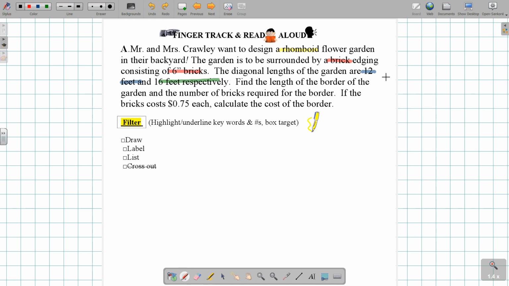Here are our target questions. We need the length of the border. That's question number 1. Number of bricks. That's question number 2. And then ultimately the cost of the border, question 3.